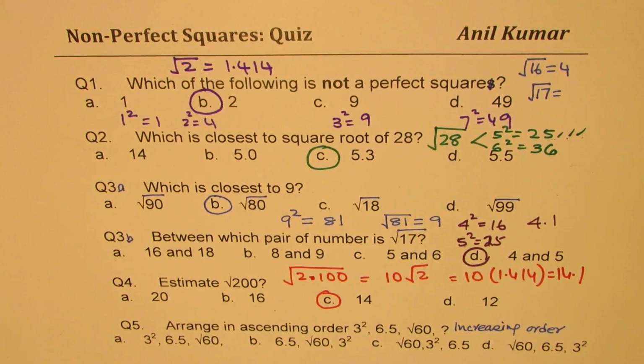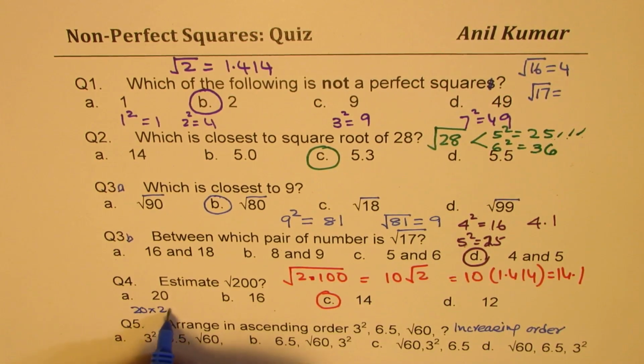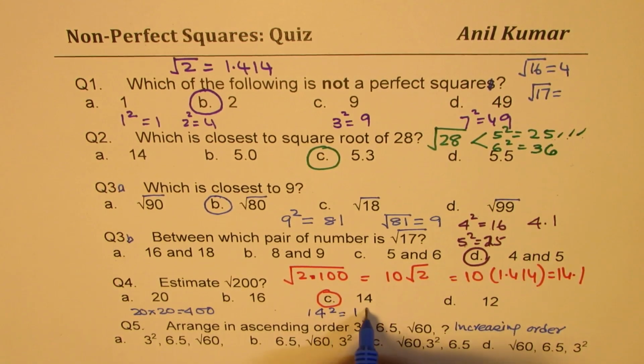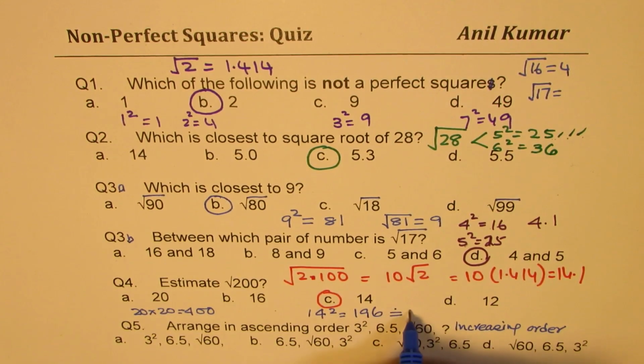Perfect. Not 20. 20 square is 400. See, if I do 20 times 20, what do I get? I get 400, not 200. Perfect. So that is how you need to think, right? Okay. Now, 14 square is how much? 14 square is 196, which is very close to 200. Do you see that? So it's a good idea to actually remember squares of numbers up to 20, right? That'll be a good idea.